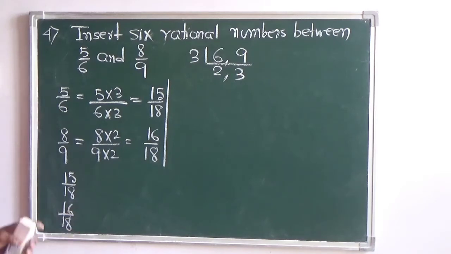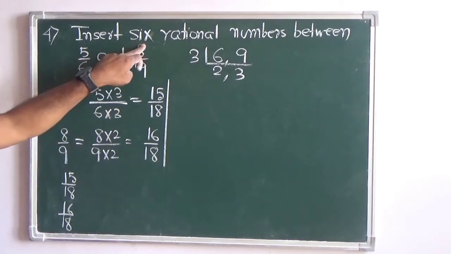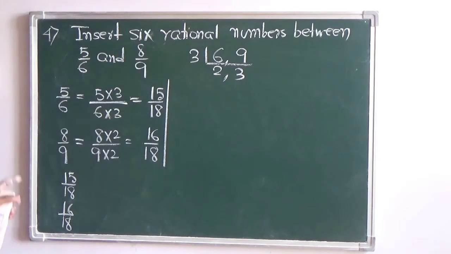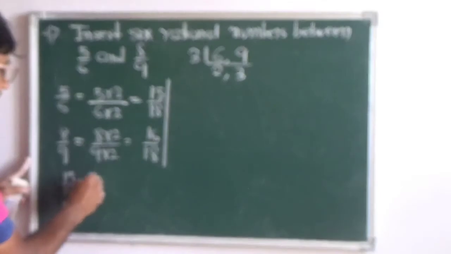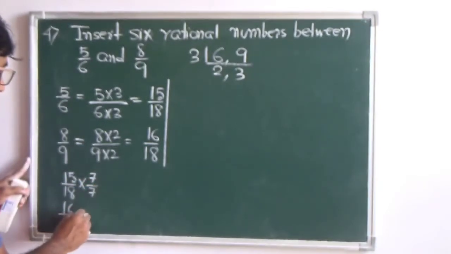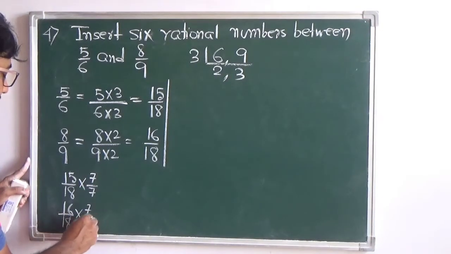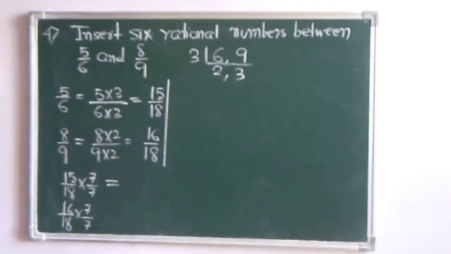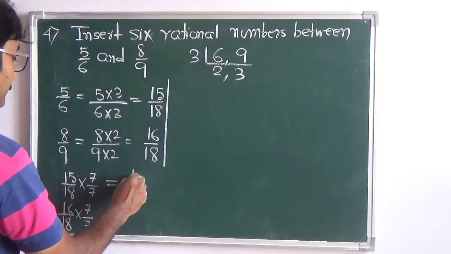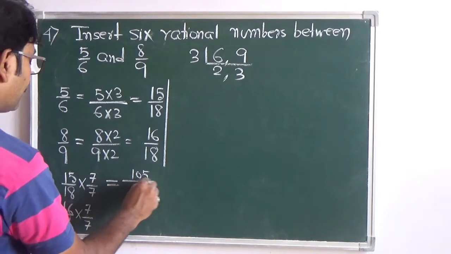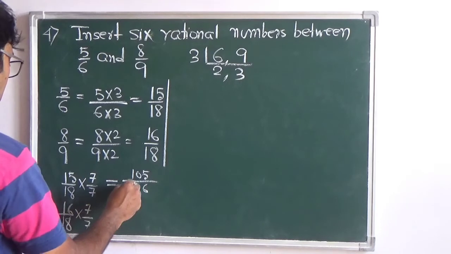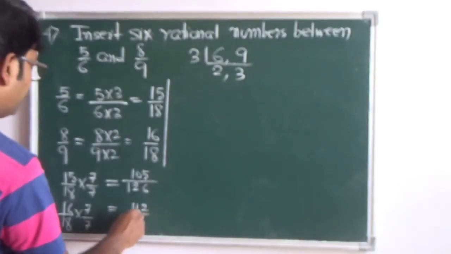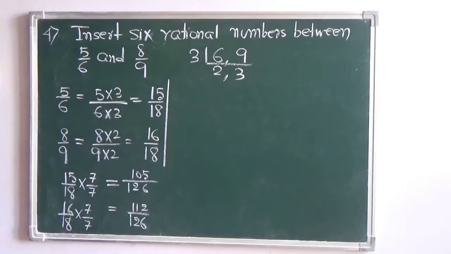So how many numbers you have to find? 6. So add 1 to 6, that becomes 7. So multiply both the numerator and the denominator by 7. This also into 7 by 7. Okay, now this is 105 by 126, and 112 by 126.